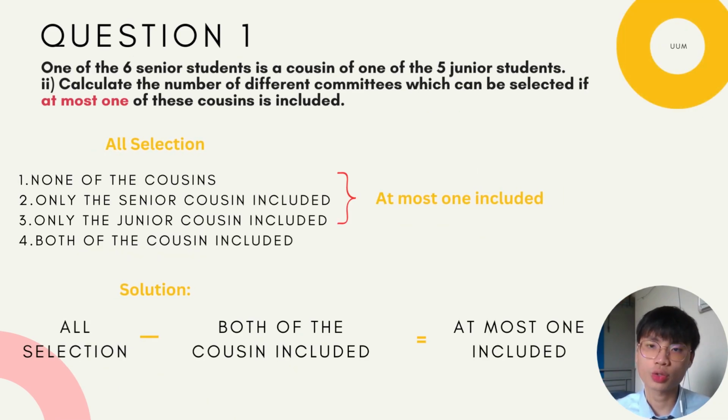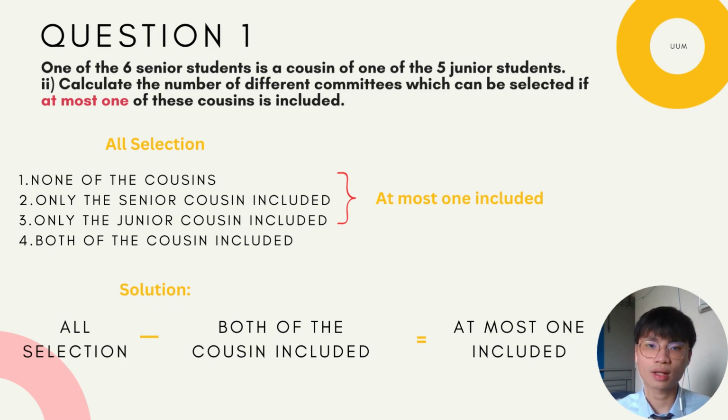Part 2 of question 1. One of the 6 senior students is a cousin of one of the 5 junior students. Calculate the number of different committees which can be selected if at most one of these cousins is included. Here are all possible combinations. At most one included means none of the cousins, only the senior cousin included, or only the junior cousin included.